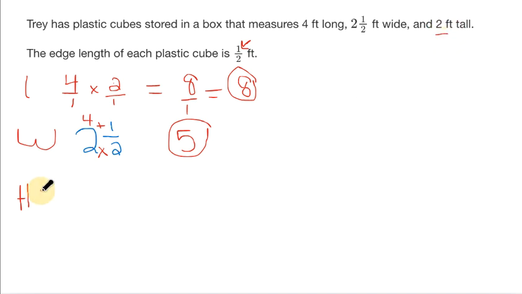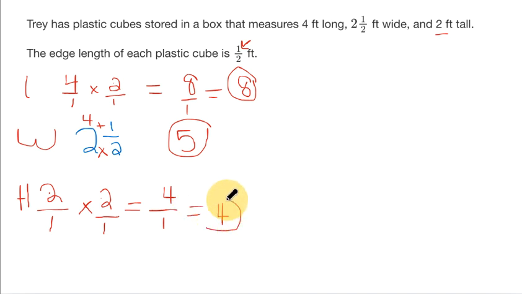Again, I'm going to use the 2 feet and turn that into a fraction by putting it over 1. I'm going to change the division into multiplication, and I'm going to flip the 1/2 and make it 2 over 1. Then I multiply the numerators. 2 times 2 is 4. 1 times 1 is 1. 4 divided by 1 gives me 4, and there is my height.